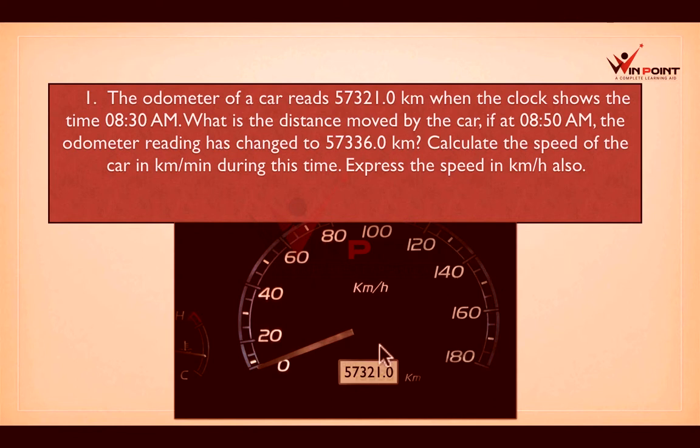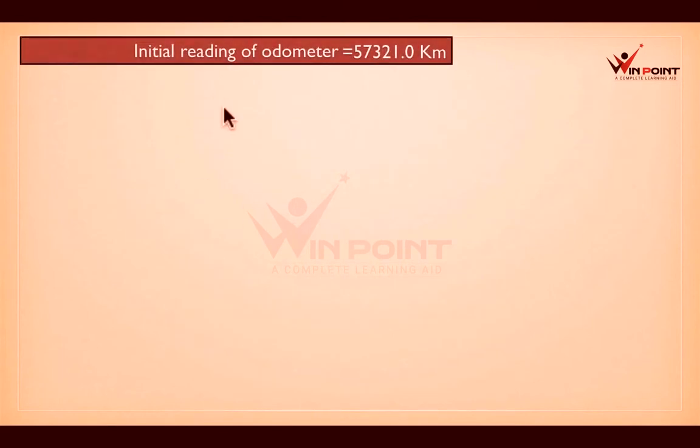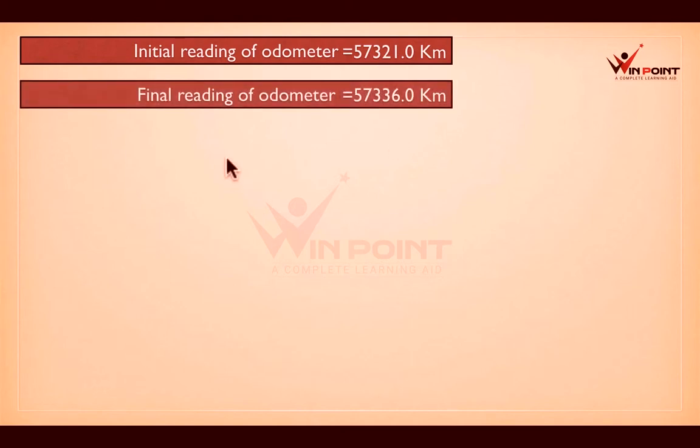Here this is the odometer and the initial reading was 57,321. At 8:30 am the reading was 57,321 km. And at 8:50 am the reading changed to 57,336 km. We need to find the speed. Initial reading of odometer is 57,321 km. Final reading 57,336 km. We have two readings here.